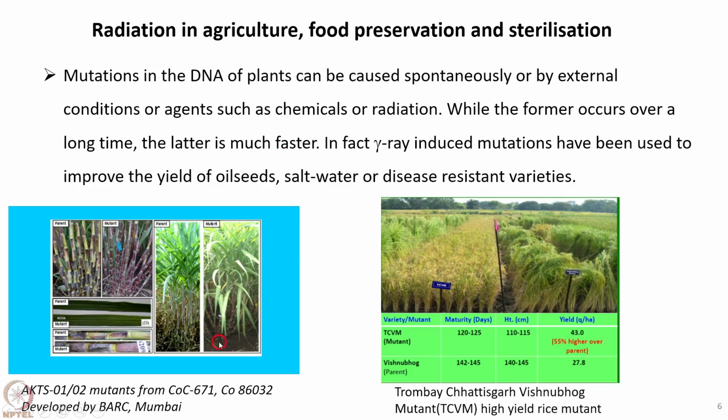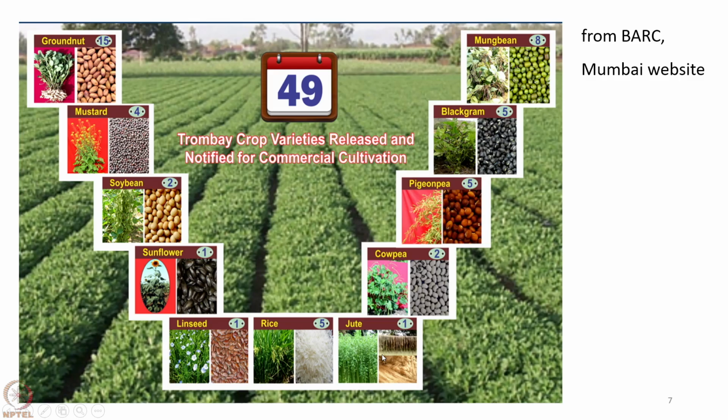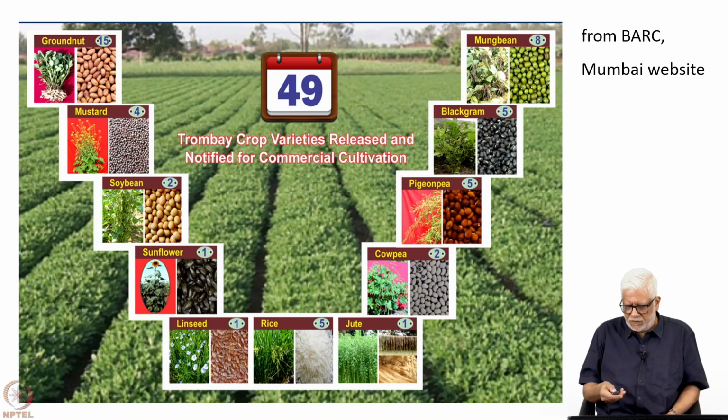So here is an example of a high yield rice mutant, which has again been developed in Trombay in BARC. These are some pictures of fields where these plants have been growing, and then once they are happy with the kind of plant they have, those seeds will be put out to the general public. Of course, they have to undergo some certification process. The food authority has to approve this, but once this is done, it can be used by farmers.